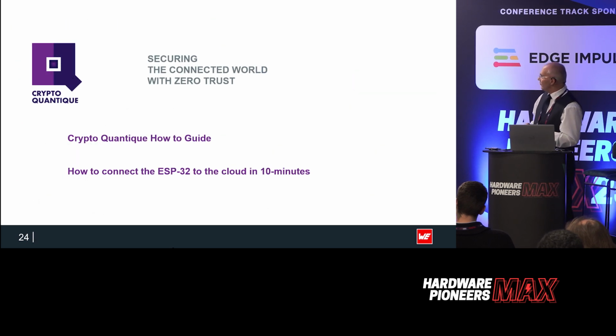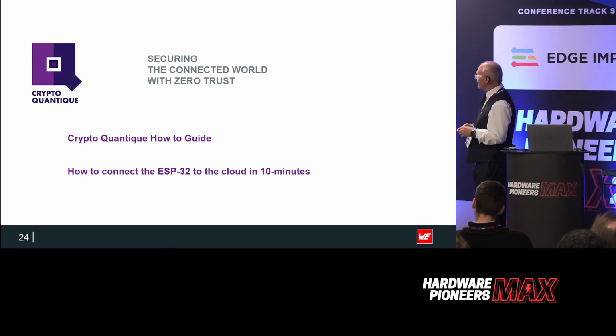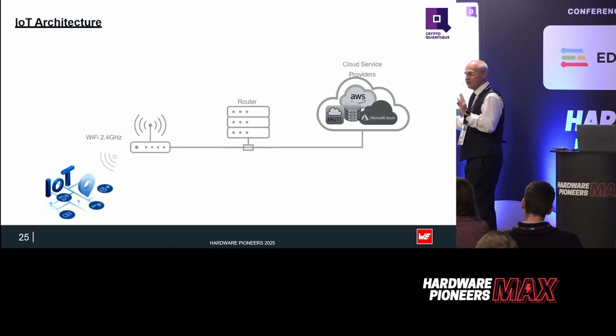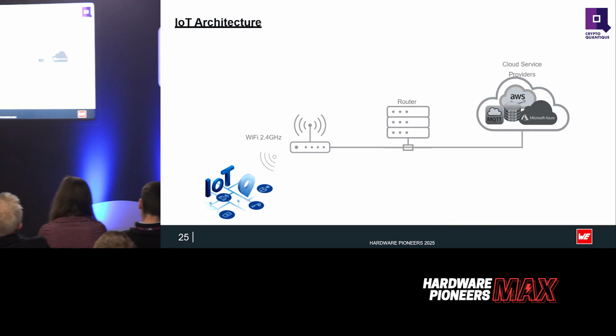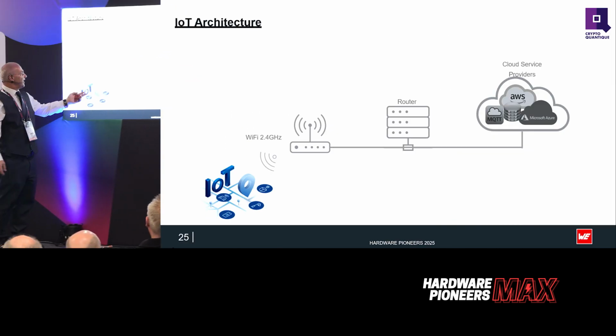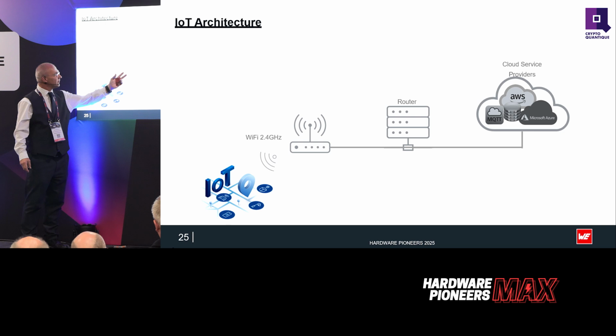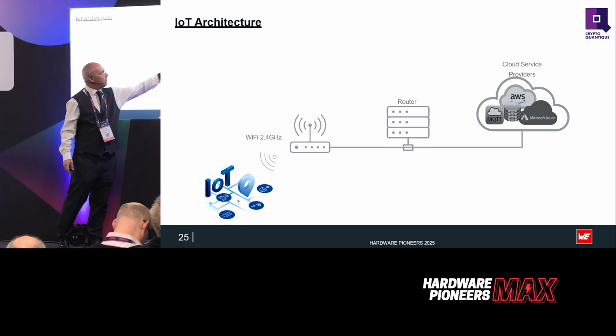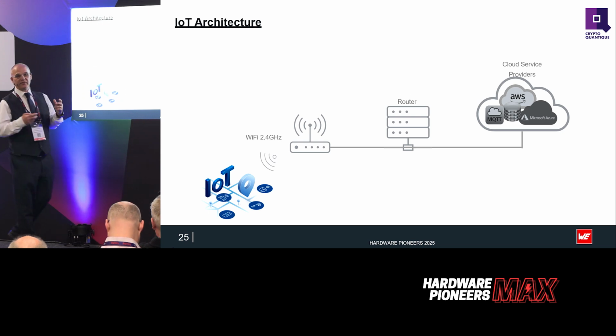And we have partnered up with Crypto Quantique, which basically, I don't know if anyone's been to their presentation, but you get an IoT device typically, and it connects to a Wi-Fi router. It then passes through your router and goes directly to your service provider. This is the standard model.